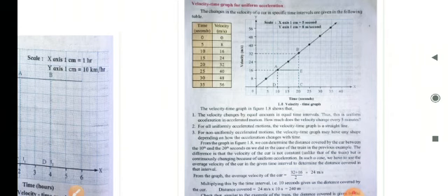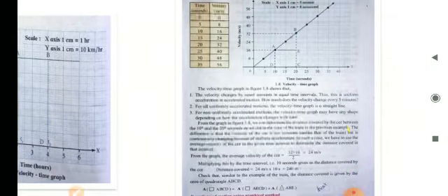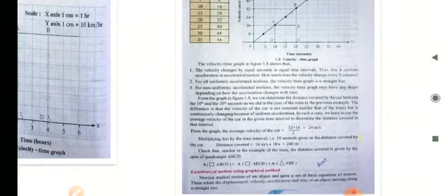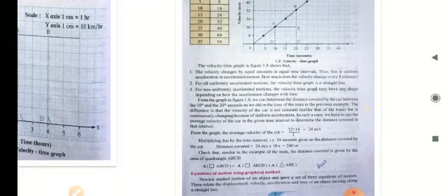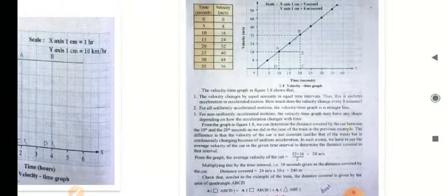In such a case, we have to use the average velocity of the car in the given time interval to determine the distance covered in that interval. From the graph, the average velocity of the car is 32 plus 16 upon 2, that is equal to 24 meters per second. Multiplying this by the time interval, that is 10 seconds, gives us the distance covered by the car. Distance covered is equal to 24 meters per second into 10 seconds, that is equal to 240 meters.